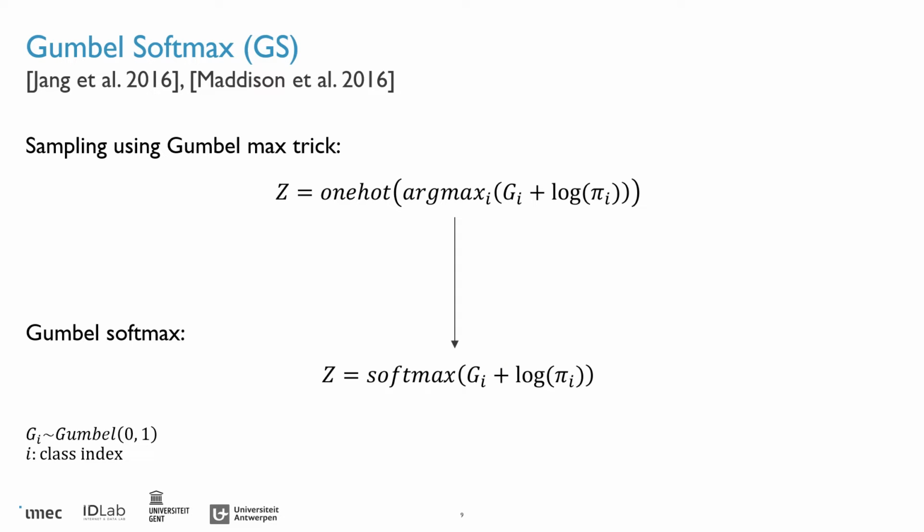The next method is the Gumbel softmax. The Gumbel softmax starts by applying the Gumbel max trick. This allows us to sample uniformly from a categorical distribution by applying Gumbel noise. Here we use the argmax function, which is still not differentiable. And therefore, in Gumbel softmax, we replace it with a softmax function. This will result in an approximation of a regular sample, but it will still result in a differentiable communication channel.